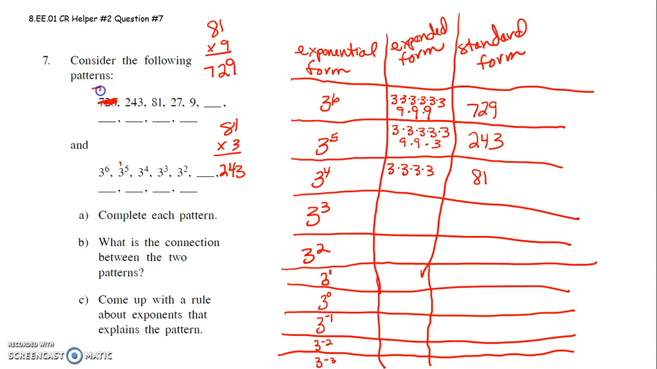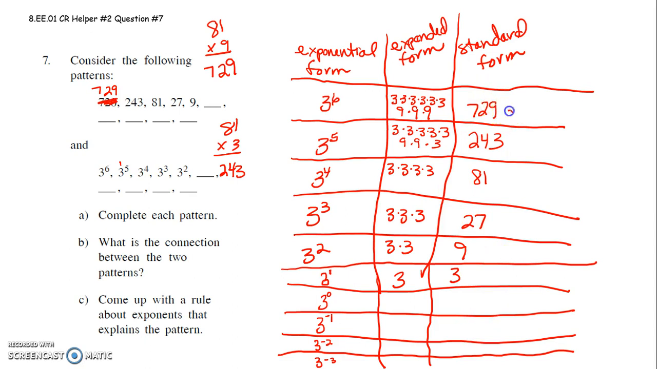I think this should say 729 instead of 720. So just change that. And then 3 to the 3rd means 3 times 3 times 3. That's 27. 3 to the 2nd means 3 times 3. That's 9. Excellent. 3 to the 1st just means 3. So that answers 3.